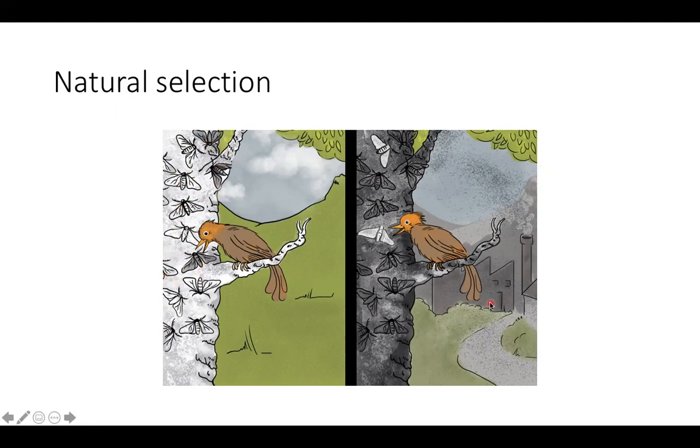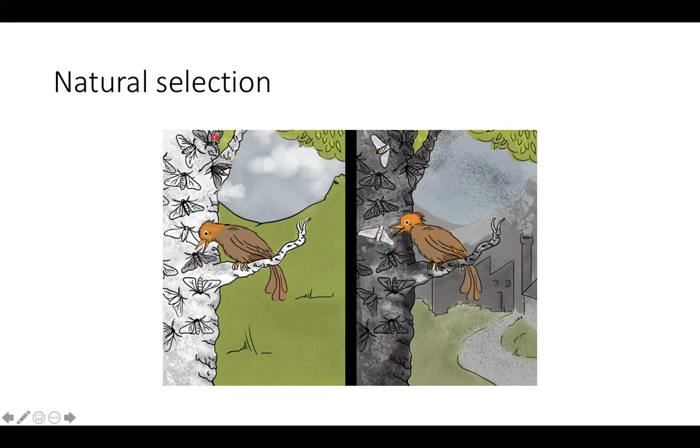When the Industrial Revolution came along, as you know, lots of soot was emitted into the atmosphere. That soot deposited on buildings and it deposited on trees. And so the trees turned from lovely white, maybe silver birchy bark, to grey bark, and the white moths were now the ones that were not particularly well camouflaged against this dark backdrop. So the birds are picking the white moths off.